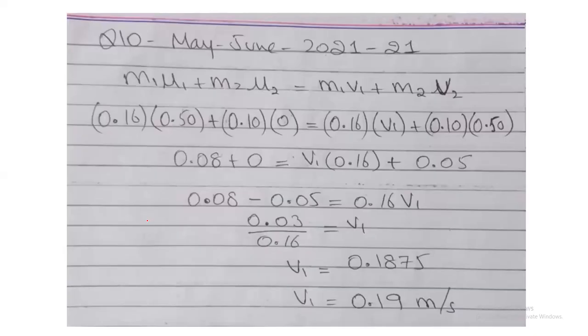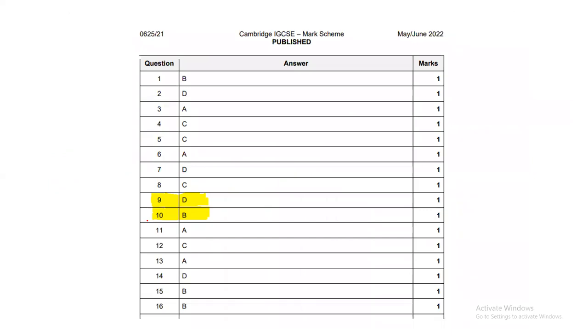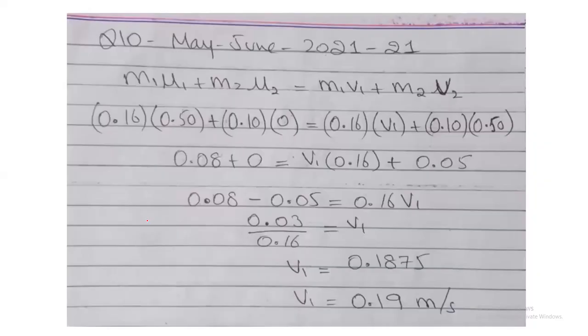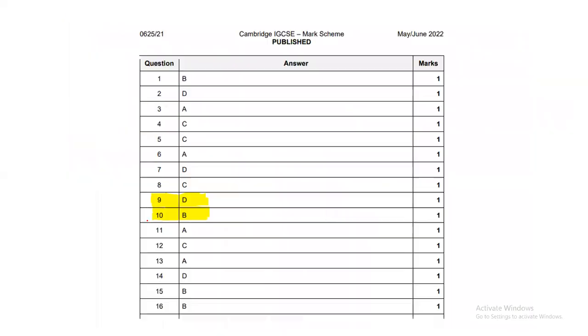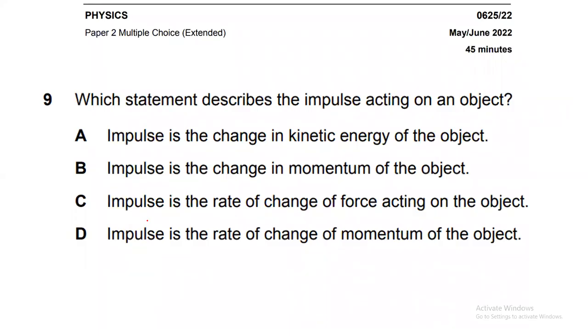So I think B is the option. Question number 10, B is the right option, sir. This is the solution, and this is the question. May-June 2022 2 paper, question number 9.